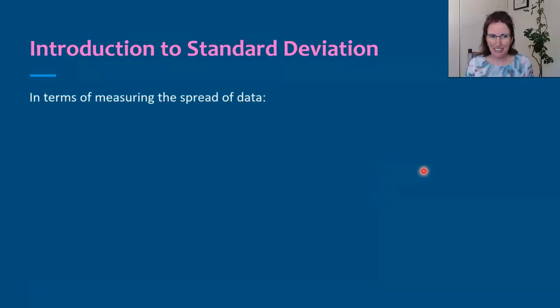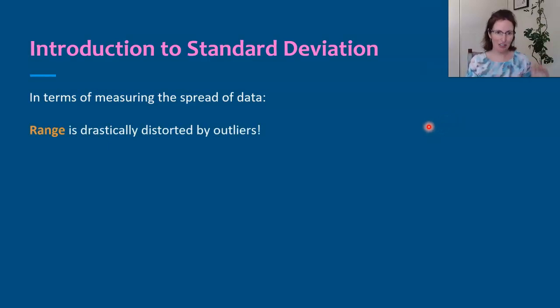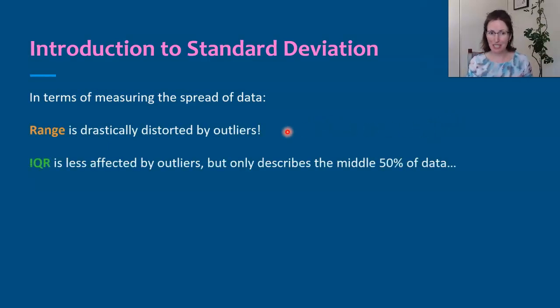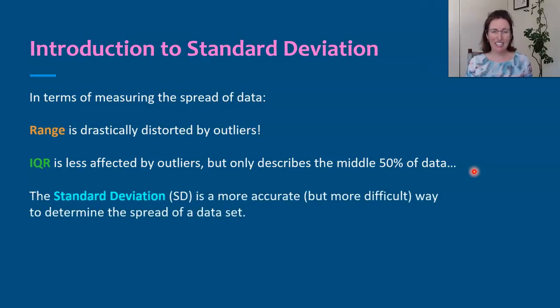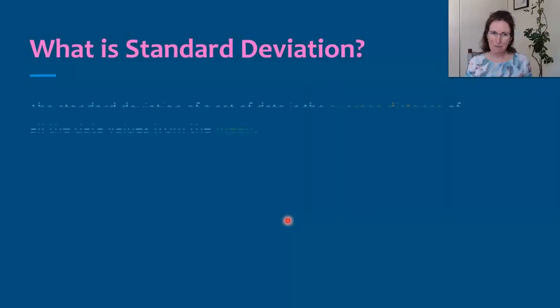What do those words even mean? In terms of measuring the spread of our data, we've talked about how the range, that's the maximum take the minimum, can be distorted. Now the IQR is less affected by those outliers, but if you remember when you do a box plot, it's only that middle 50% that it's talking about. Now standard deviation, SD, that's often abbreviated to, that's more accurate. If you're doing the formula by hand, it's much more difficult to find, but that's why we use our graphics calculators.